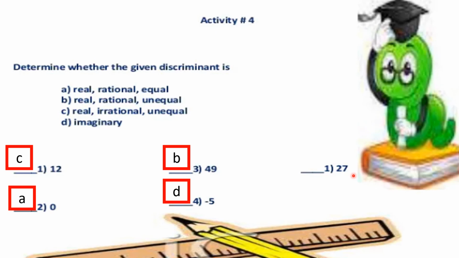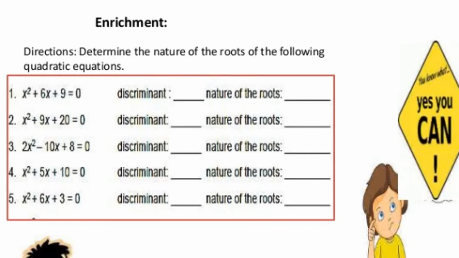Then, number 1, we have 27. Ano naman kapag 27? Okay, letter C. This is also a positive number, pero hindi siya perfect square. That is why real, irrational, unequal. Okay. So, in this case class, you are going to answer this. Try nyo nga po. Copy the equation and try to answer the following. Find the discriminant using the formula b squared minus 4ac, and then tell the nature of the roots.